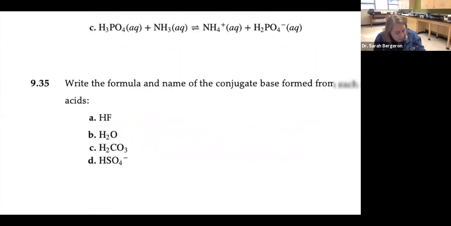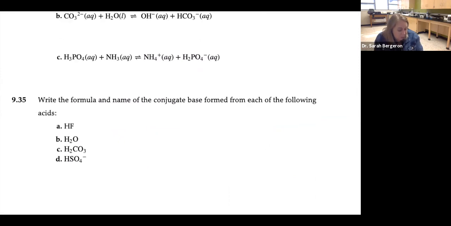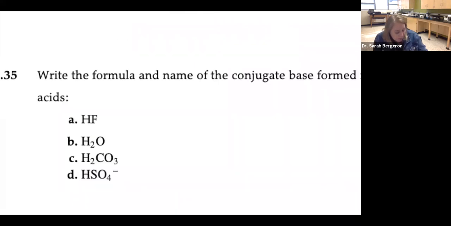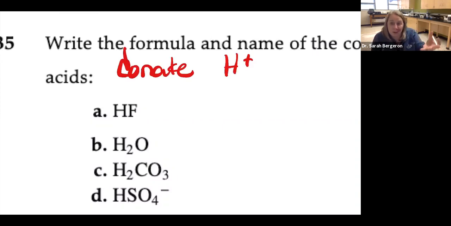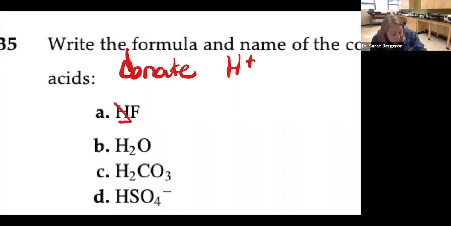All right. Write the formula and name of the conjugate base formed from each of the following acids. Okay, so we're told that we're starting with an acid. So if you have an acid, what is going to happen? The acid is going to donate a hydrogen ion, which means we're going to give it away, okay? So what are we going to make when we lose the hydrogen?